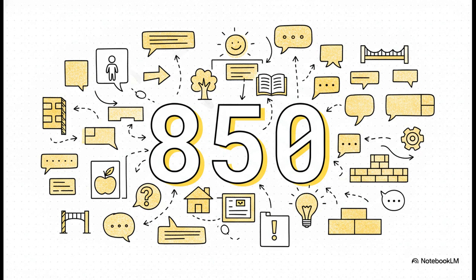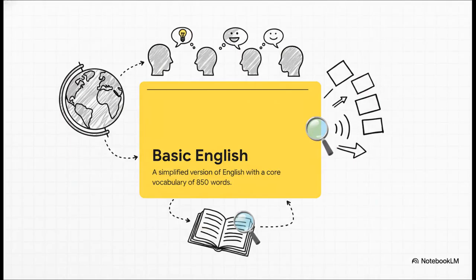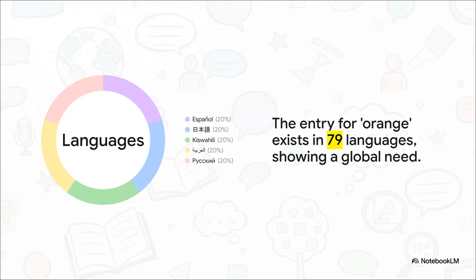Every single idea, from the most simple to the most complex, has to be explained using only a combination of those 850 words. So to put it all together, basic English is a controlled version of the language. It's intentionally limited to that core word list, and it was designed specifically for one purpose, to make clear international communication easier for everyone. And when they say international, they really mean it.